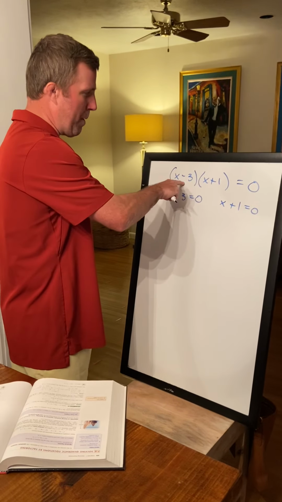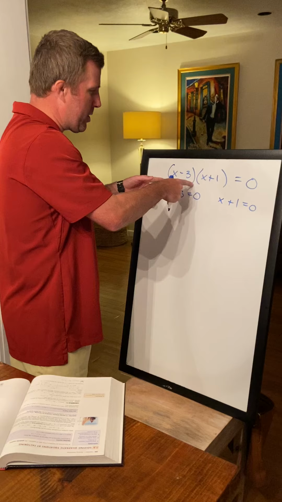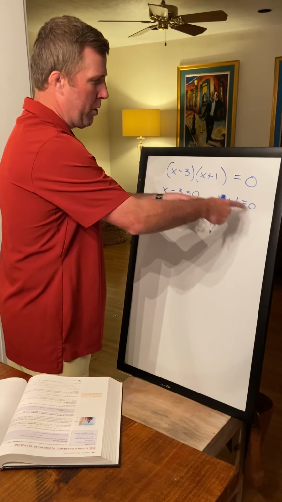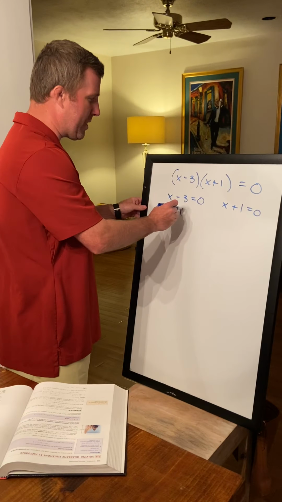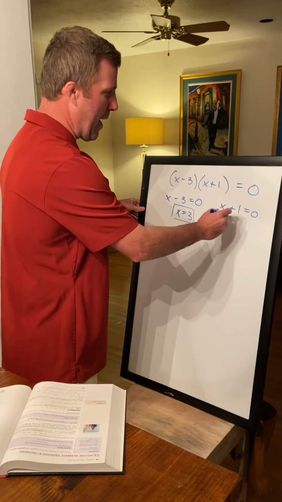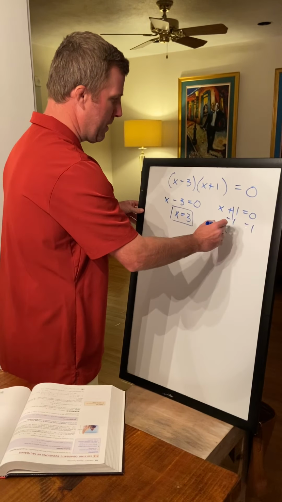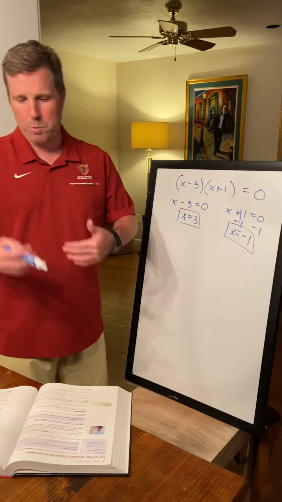If I know that x minus 3 times x plus 1 equals 0, then I know either x minus 3 equals 0 or x plus 1 equals 0. Okay? So now I'll solve each. I add 3 to each side, and I get x is 3. Over here, I subtract 1 from each side. x is negative 1. All right? So that one was pretty easy.